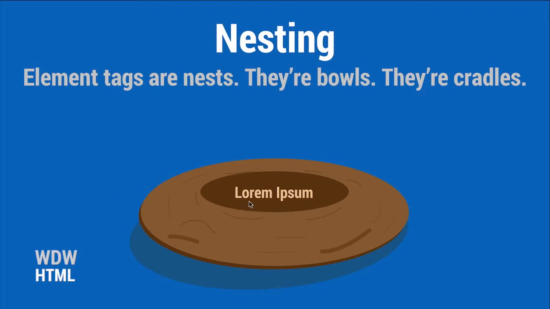So I have added some dummy text inside of this nest, and this nest could serve as a paragraph. We're surrounding the text with this paragraph tag. In this case, it looks like a nest.